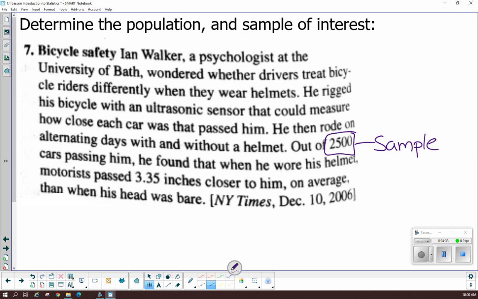The population that we're probably trying to figure out about is probably all drivers, but we would probably want to be careful with that. We might only want to consider our population's drivers on the roads where this professor rode his bike. You know that there are jokes about different drivers in different states, and so people might drive differently depending on where we are, city, country, in a village, in a town. So our sample is the 2,500 drivers. The population is probably anybody who drives on those roads.